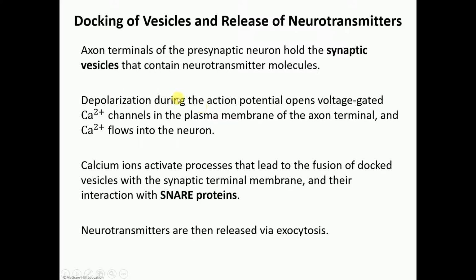So when the depolarization reaches the axon terminal, that'll open up the voltage-gated calcium channels. These calcium ions flow inside into the neurons. Calcium ions are attached to the SNARE proteins and activate them, and that again will lead to the release of the neurotransmitter via exocytosis.